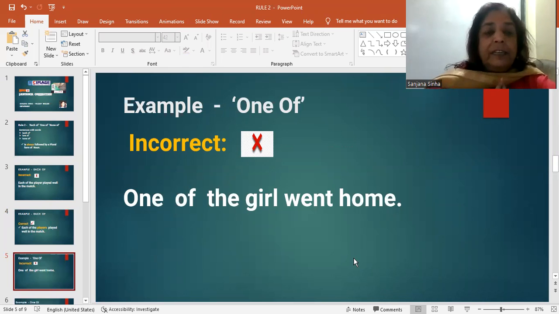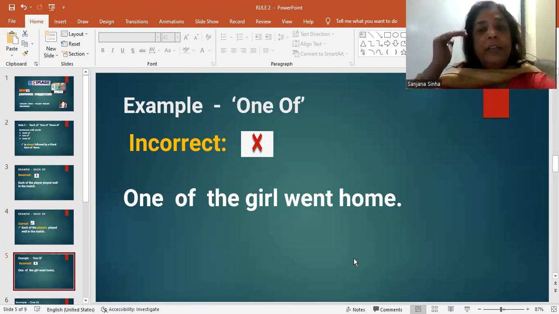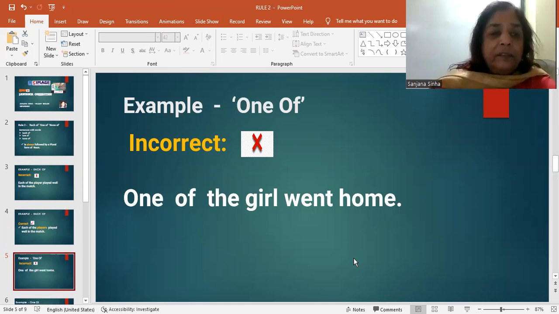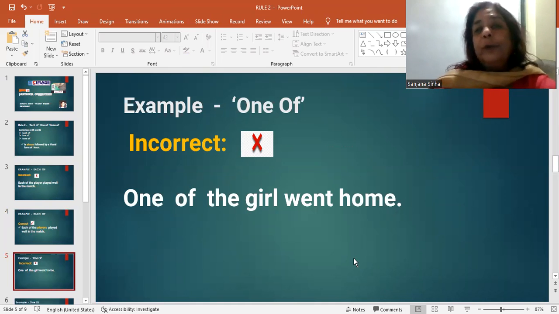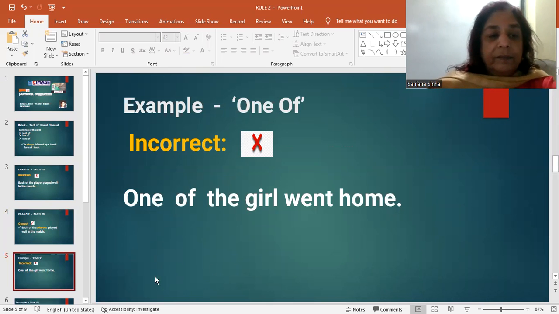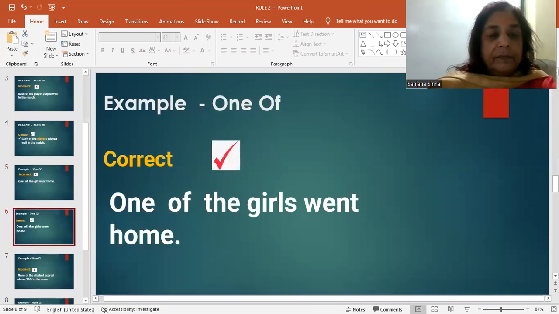कंफ्यूज्ड. यस, वन ऑफ द गर्ल नॉर्मली क्या होता है, सब्जेक्ट देखते हैं वन है, वन ऑफ द गर्ल वेंट होम, एक लड़की गई है, तो प्लूरल तो होगा ही नहीं, सिंगुलर होगा. बट नहीं, वन ऑफ द गर्ल्स, बहुत सारे लड़कियों में से एक घर गई है. The correct sentence is one of the girls went home.